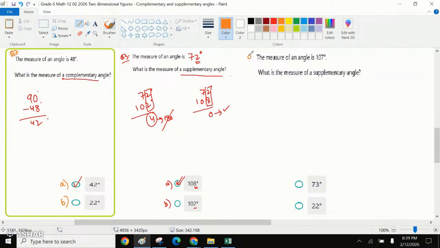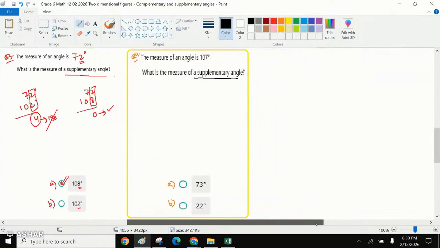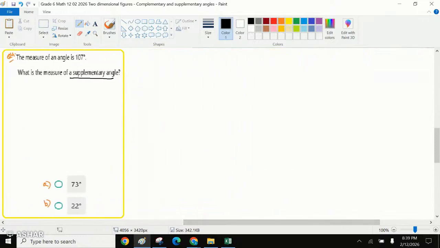For question number 4, what are the possible answers? These two are the possible answers that we have. Option A, option B. We need to find the supplementary angle. Yes, that's correct. How about question number 4? What can we say about question number 4?